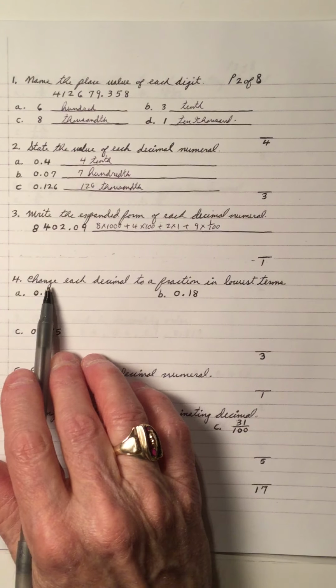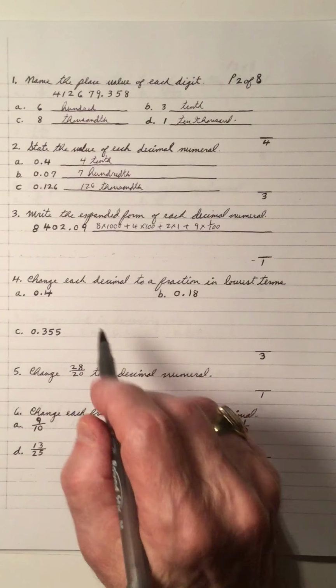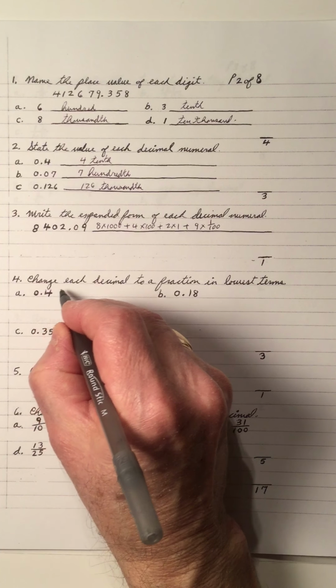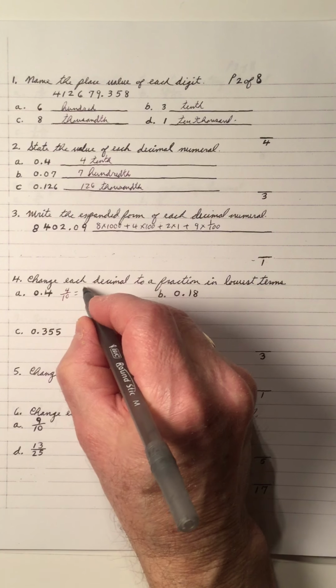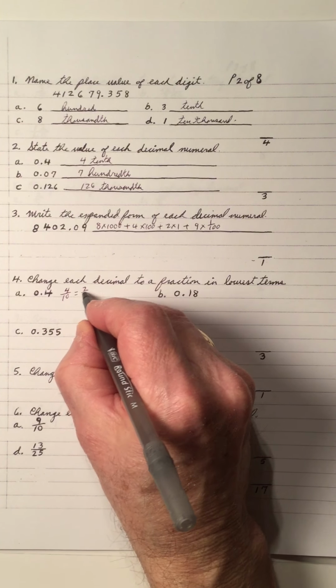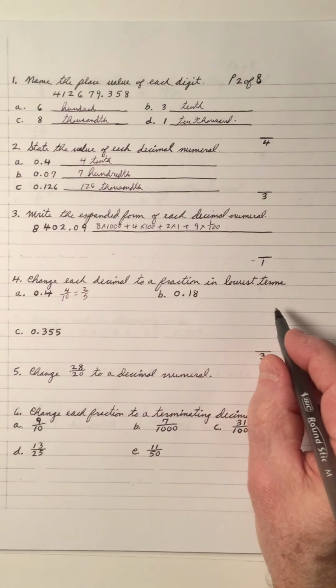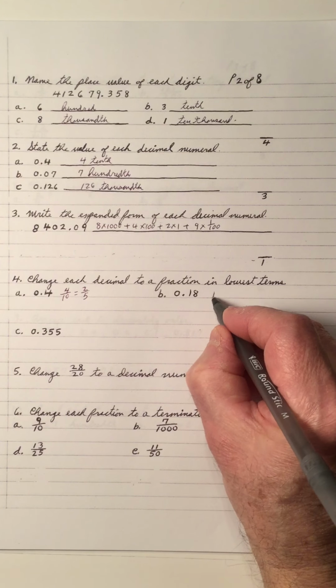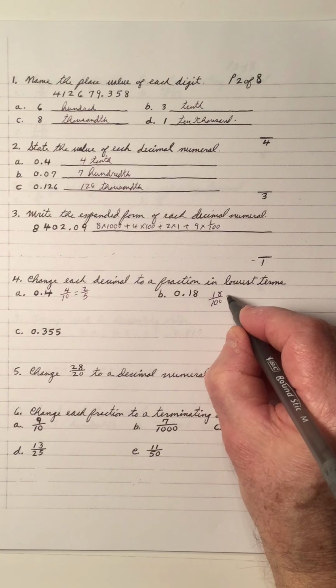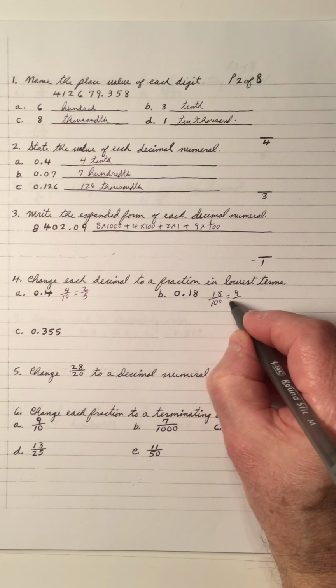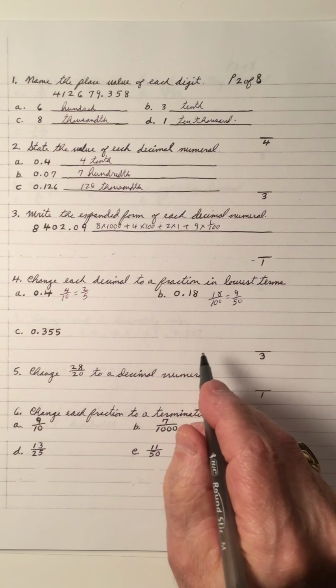Number 4, change each decimal to a fraction in lowest terms. So decimal 4 is 4 out of 10. 4 is in the tenths place. 4 out of 10, 2 in the 4 goes 2, 2 in the 10 goes 5. Decimal 18 is 18 over 100 because the 8 is in the hundredths place. Divide by 2, I get a 9. Divide by 2, I get 50.